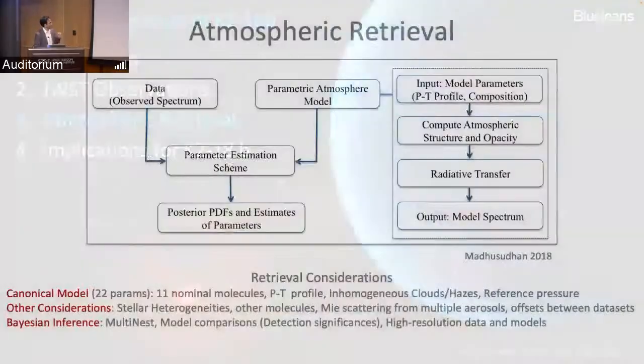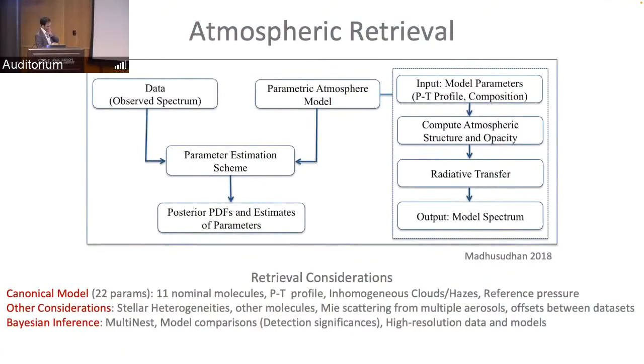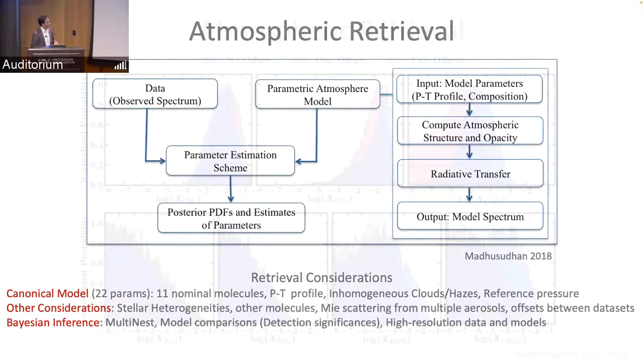So what we do is atmospheric retrievals. You have the data. It's basically a model fitting exercise. You have a parametric atmospheric model, and we do a Bayesian parameter estimation to extract the atmospheric properties of that model. What are the atmospheric properties for a canonical model? There are 11 nominal molecules that we expect in this sort of atmospheres. We have the pressure temperature profile, clouds and hazes, and so on. Plus, we have a wide range of other considerations like stellar heterogeneities, scattering from multiple molecules, shifts between the detectors. We are seeing that those can also happen. All of these things we are doing. And so let me get to the punchline for the results.